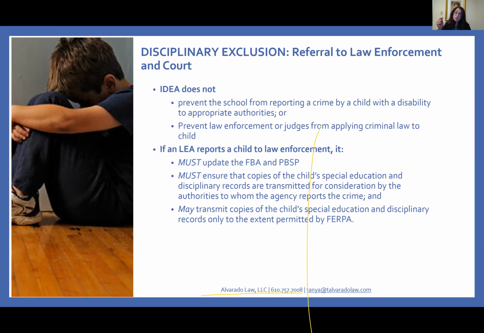If the LEA reports your child to law enforcement, your school district has to update the FBA and the positive behavior support plan. They have to make sure that your special education records are transmitted to this other system. They have to notify the other system, law enforcement, that your child is a child with a disability, and make sure that they have the information about your child's disability. So they can't just sit back and call law enforcement and say, well, good luck to you. They do have to take affirmative steps if they're going to contact law enforcement.